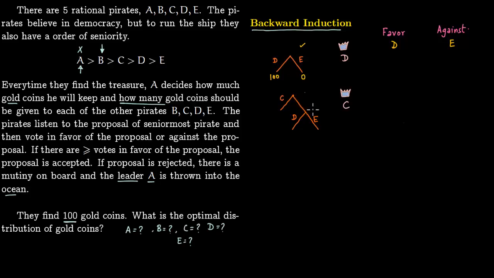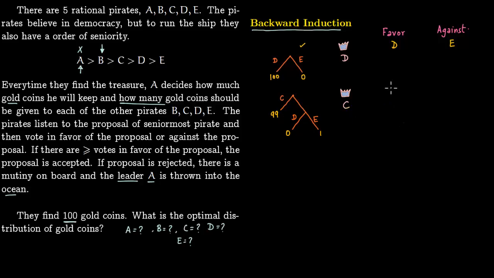Now we go one step backward. Now C is in charge. C is the king. Now what will C do? Now C will give himself 99 coins, give 0 to D and 1 to E. So now again they will vote.